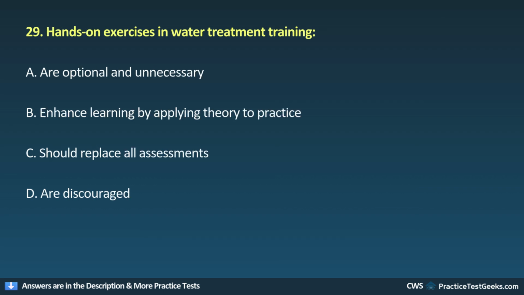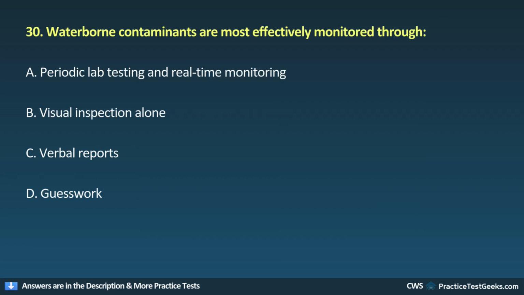29. Hands-on exercises in water treatment training: A. Are optional and unnecessary. B. Enhance learning by applying theory to practice. C. Should replace all assessment. D. Are discouraged. 30. Waterborne contaminants are most effectively monitored through A. Periodic lab testing and real-time monitoring. B. Visual inspection alone. C. Verbal reports. D. Guesswork.